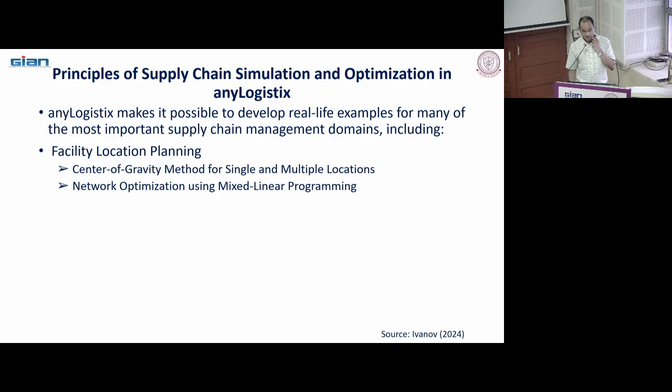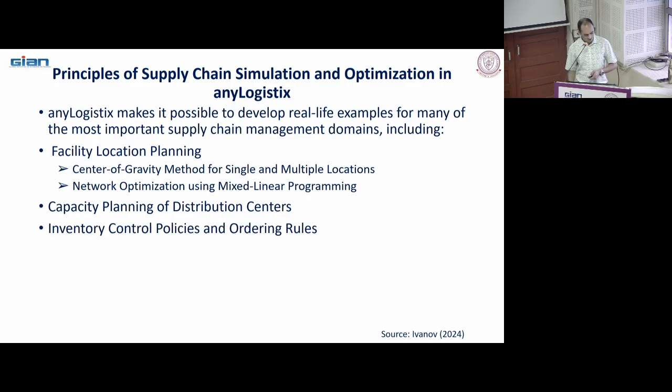Network optimization using mixed integer linear programming. So it has basically three important scenarios: greenfield analysis, network optimization, and simulation. In greenfield analysis, we solve the facility location problem. Network optimization optimizes the whole supply chain network from supplier end to the customer end. And then capacity planning of distribution center. Suppose if you want to vary the capacity of the distribution center, if you want to decide that capacity, you can do it here.